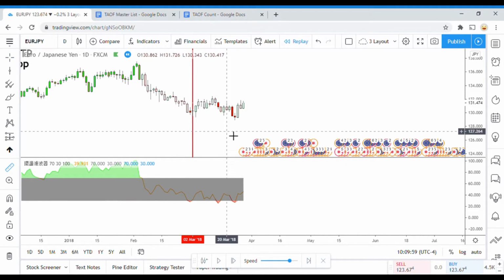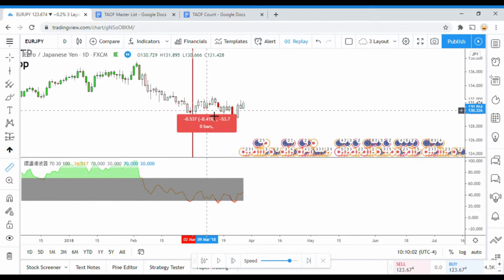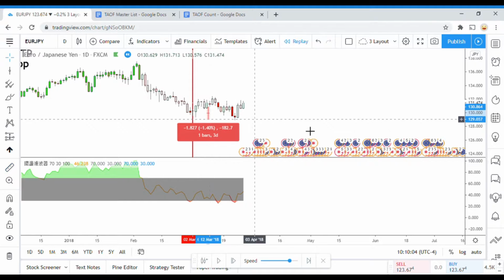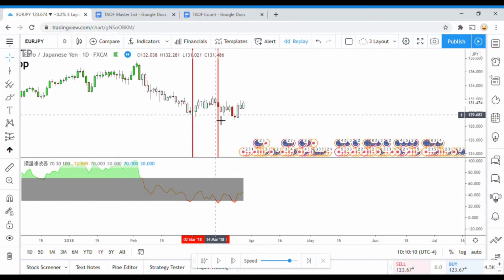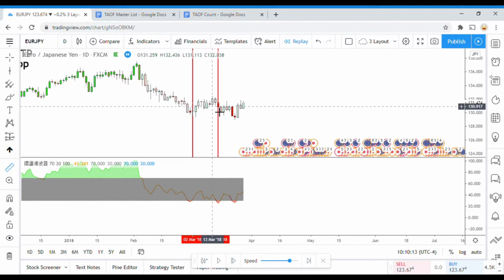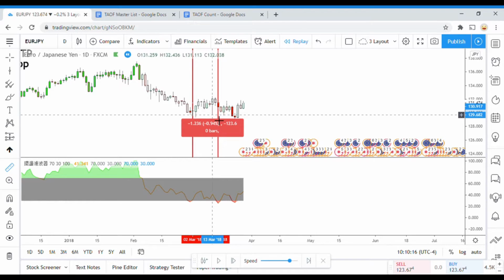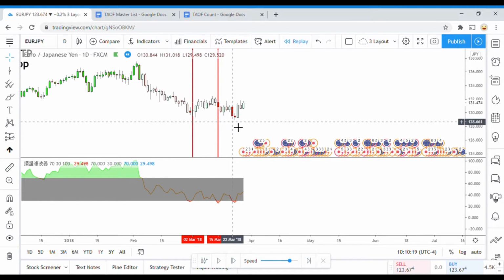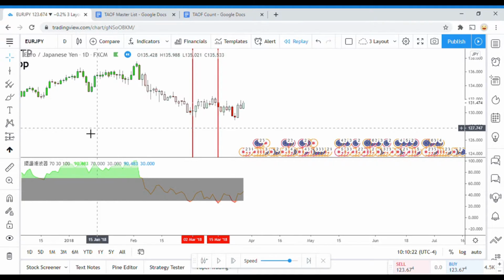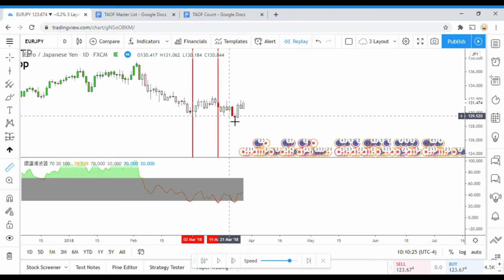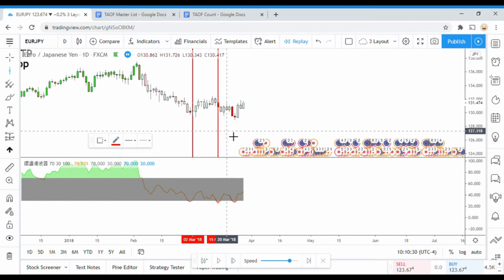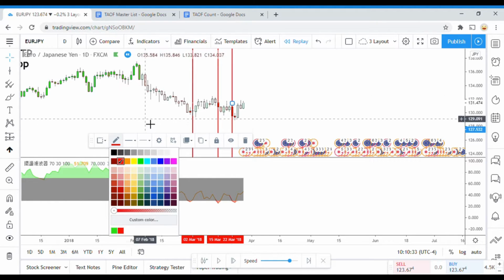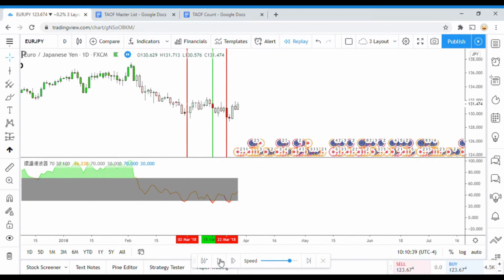It looks like we would have gotten, yep, take profit on this one. Let's see where it, right there. Okay, good. And then it gave us the next signal here, and that one, unfortunately, would have stopped us out. Let's see. Change that one to green because that was a winning trade.